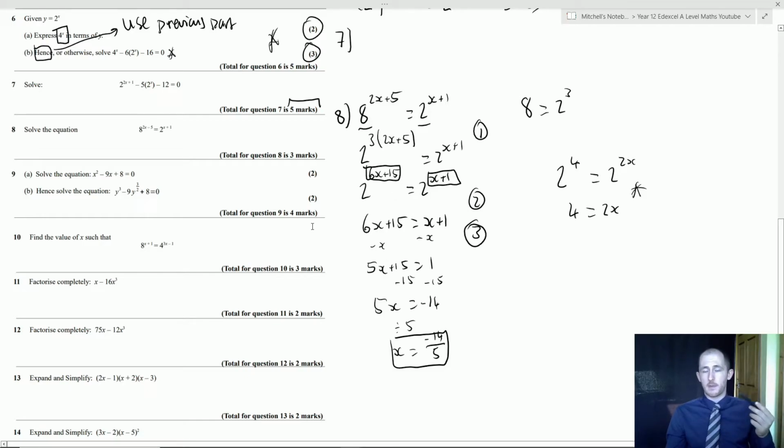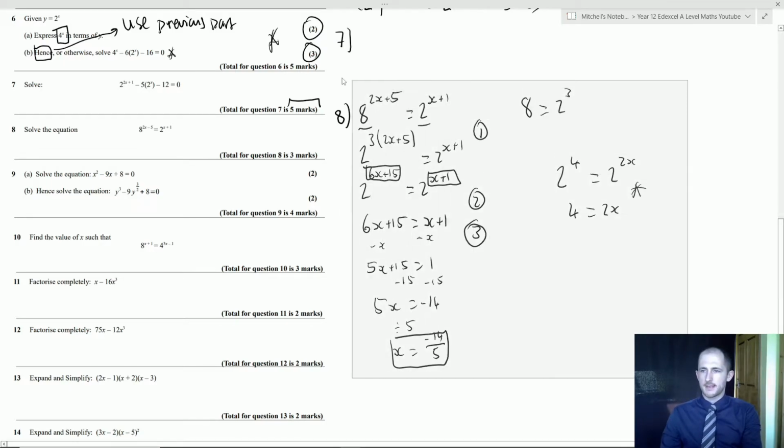So that's another type of question they can give you. They can just give you an equation to solve like that, and those 3 steps stay the same. So make the base the same, equate the power, solve, done. 3 marks, 3 steps. Let's give you another few moments just to make sure that's all okay.